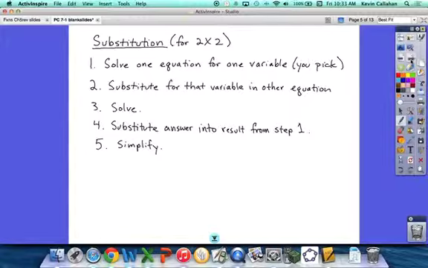Then we substitute for that variable in the other equation and solve, and then we substitute that answer into the result from the first step and simplify, which we're going to do on the next slide. So if you want to copy these down and have them to the side, then we'll see.